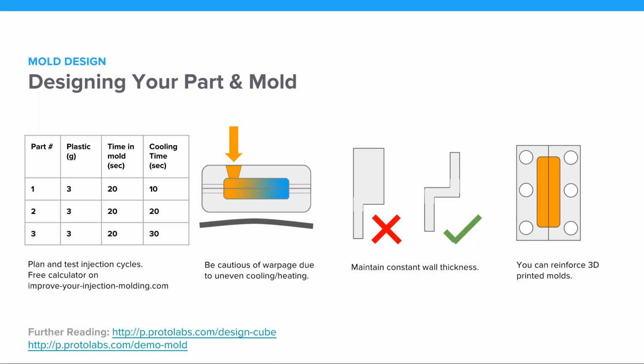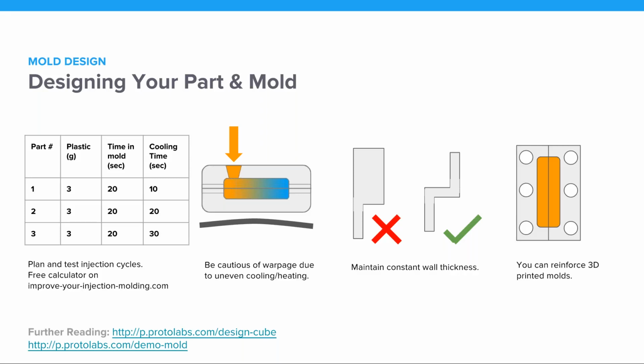I really recommend, at the bottom of the slide, there are 2 links: protolabs.com, the design cube, and protolabs.com, the demo mold. The design cube shows you design rules for virtually every sort of plastic feature you can imagine, and shows you what happens if you don't do it correctly. So it's a great resource. The demo mold shows you how an injection mold goes together. They're both free, and I really recommend checking them out. They're a great resource for designers. Again, that's on Proto Labs.